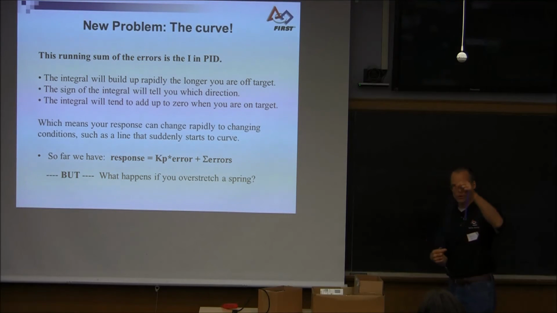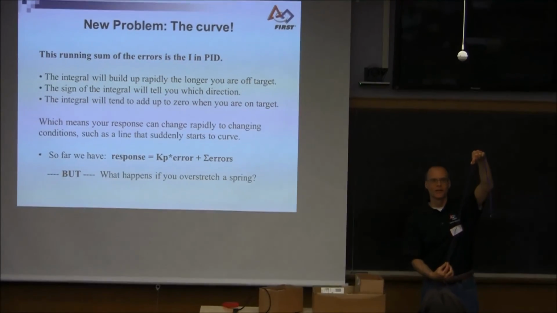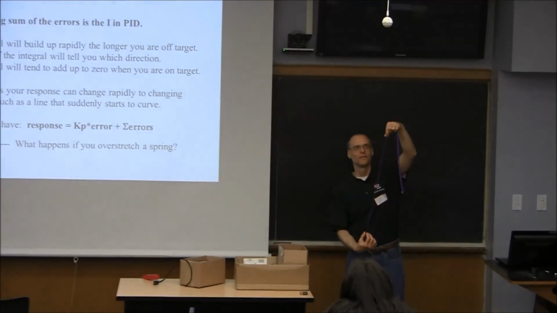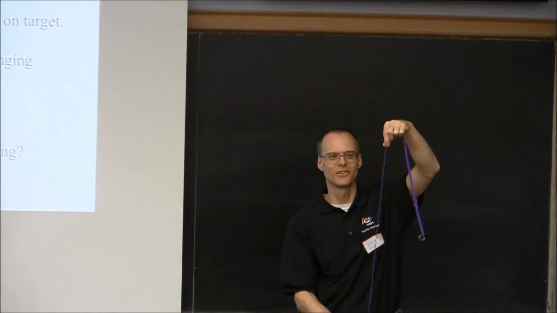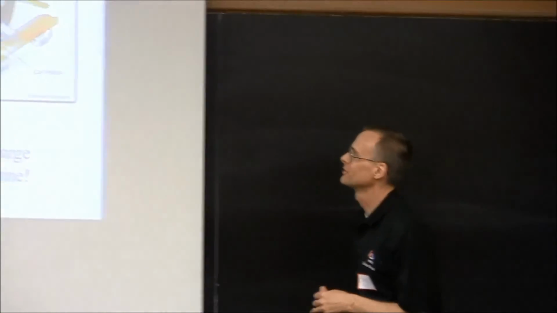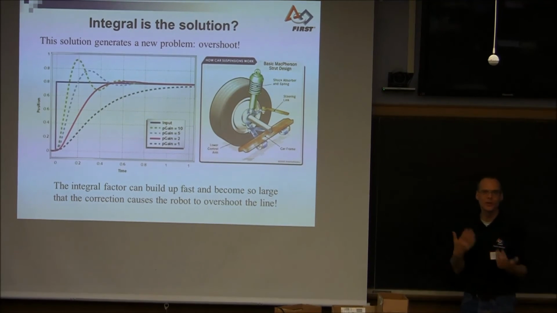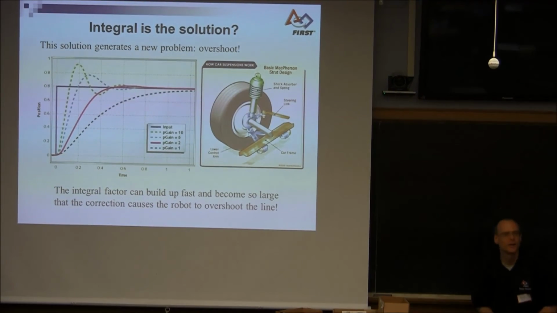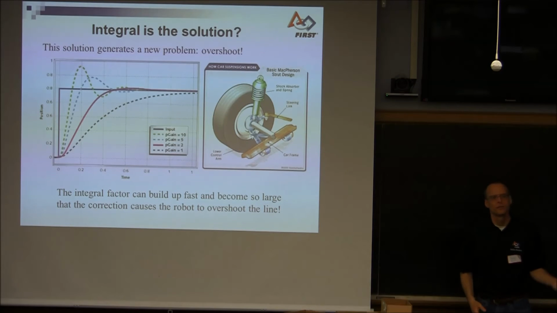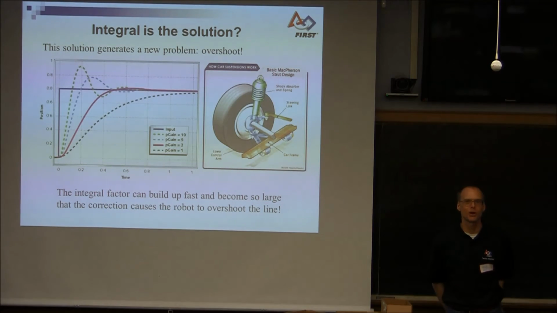But wait, what happens if you overstretch a spring? Does it come right back to where it's supposed to be? What happened? When it didn't stop where I wanted it to, you get this problem that's called overshoot. That's where it's built up so fast, so big, that the robot tends to overcorrect, totally misses the line, and you end up like Tom's customer again. So sometimes the integral is more of a problem than a solution.